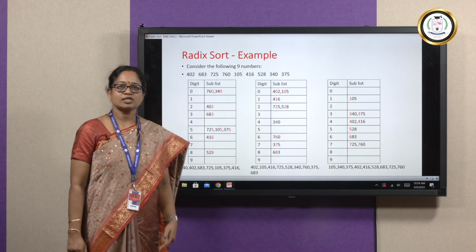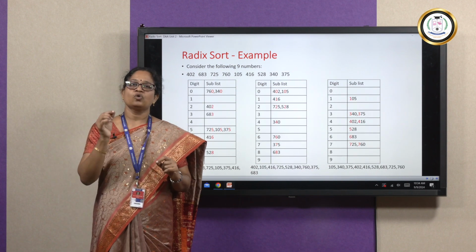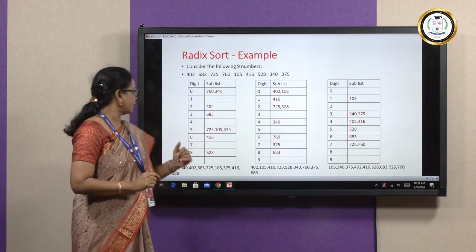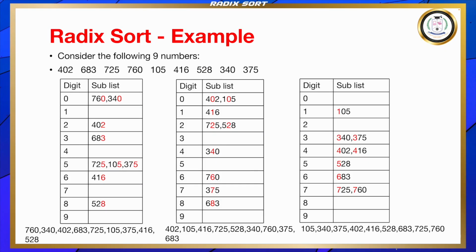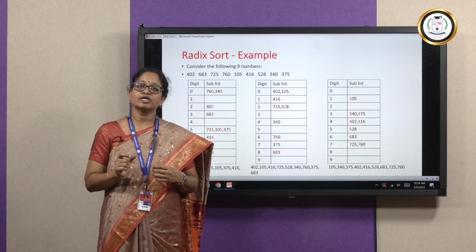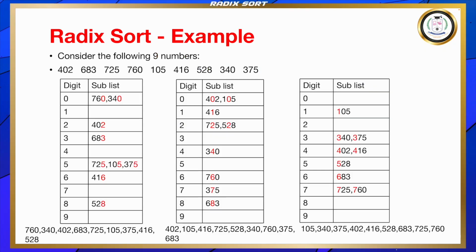Now let's take the next number, 683. Here the least significant digit is 3. So you put this number 683 in the third place. Likewise, we insert the numbers in the correct location according to their least significant digit. So we have placed the numbers in the correct positions according to their least significant digit.